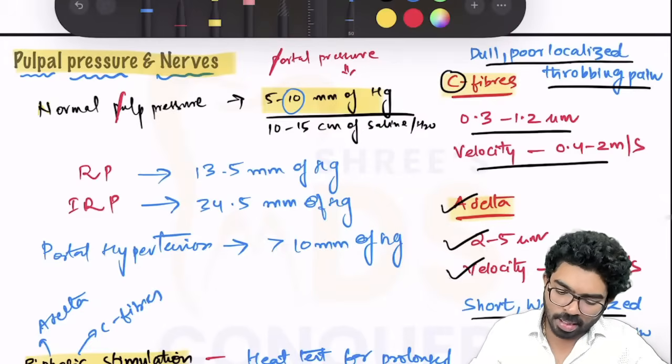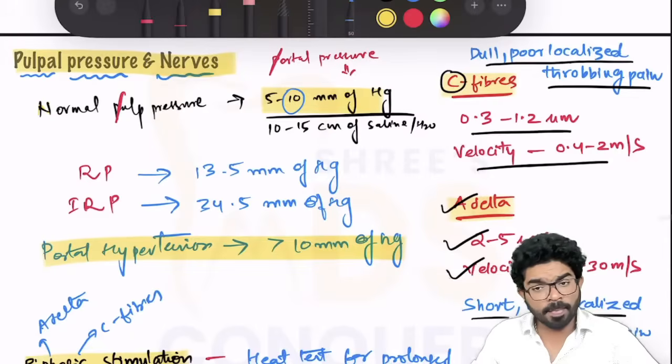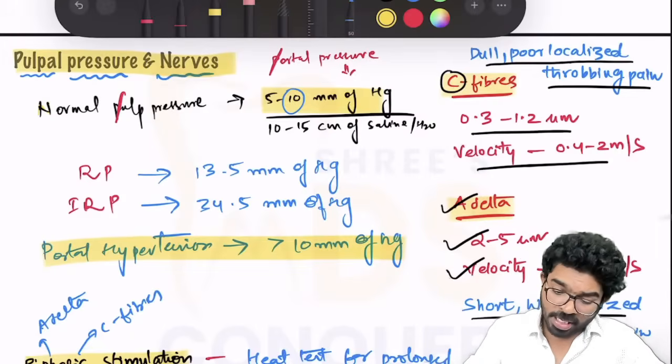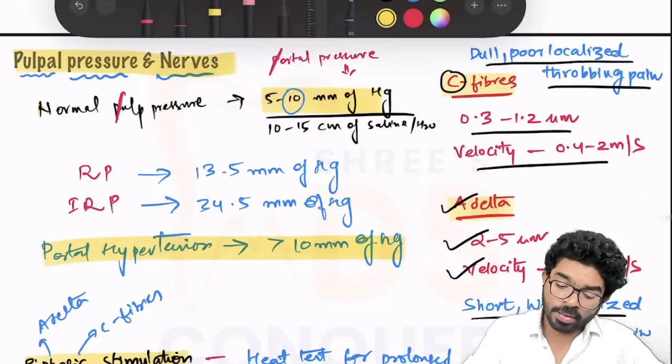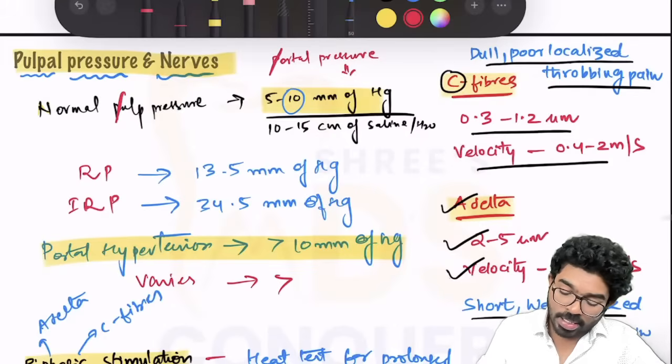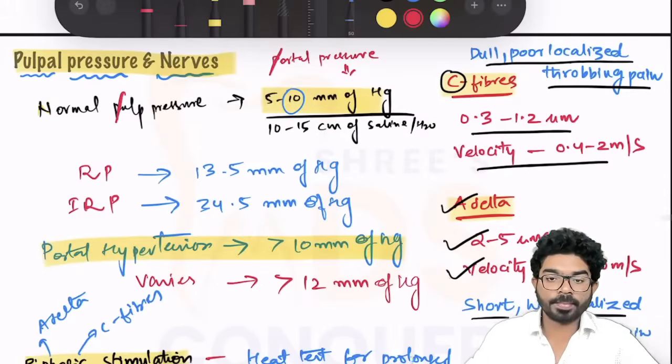And of course, in GS we have discussed. Okay, so varices formation will occur in the case of portal hypertension. So at what pressure are varices seen in the case of your portal pressure? Your answer is more than 12 millimeters of Hg.